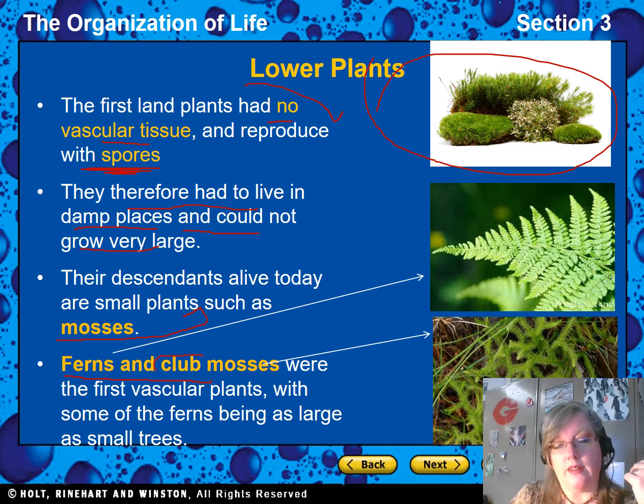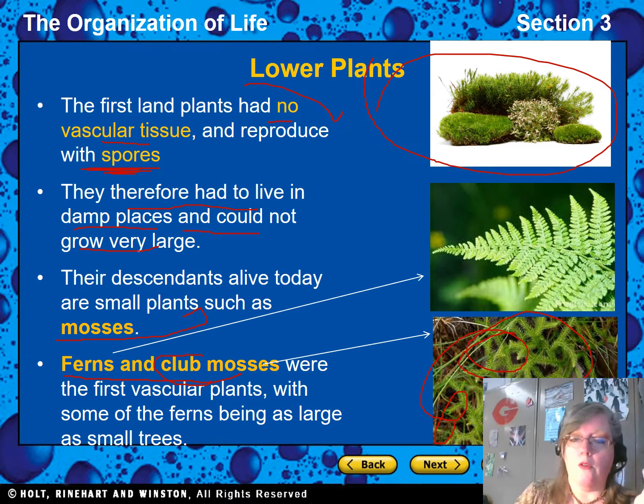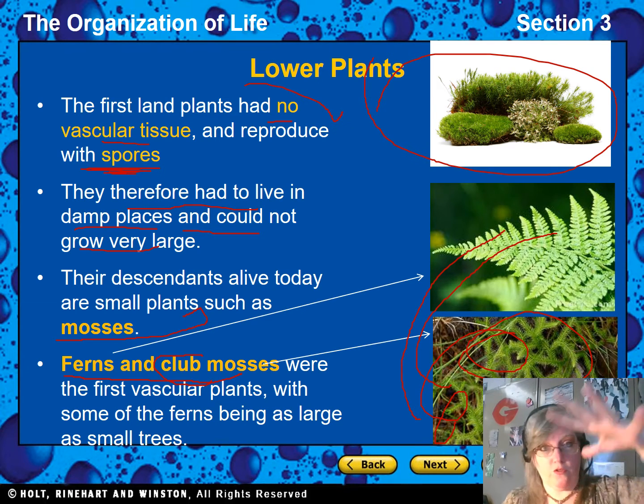Now, I know this looks exactly like moss, but club moss and moss are not the same thing. Do you see this right here? This is a club moss. See how it has kind of sticks going on? So you can tell because it has sticks, it has vascular tissue, right? Those are the tubes. So ferns and club mosses, they have this tubing. They have vascular tissue. All right. They were the very first of the vascular plants when the earth was first forming.